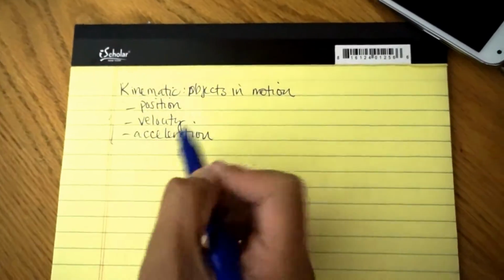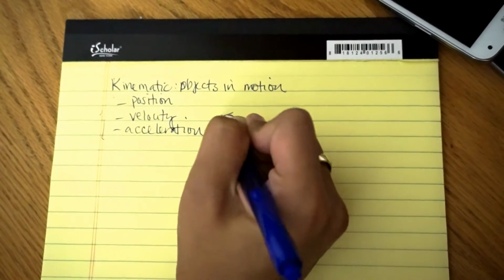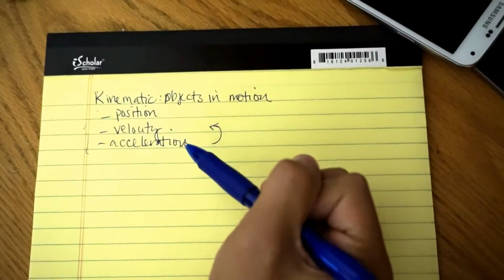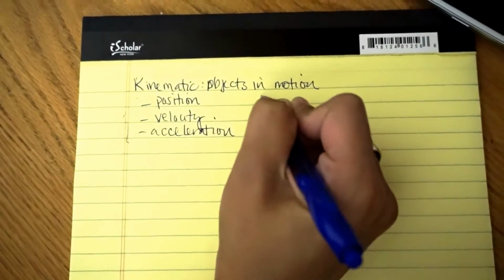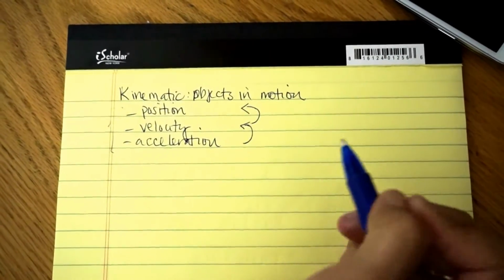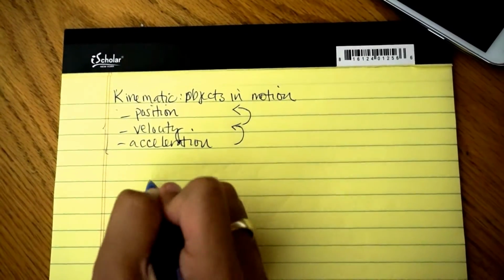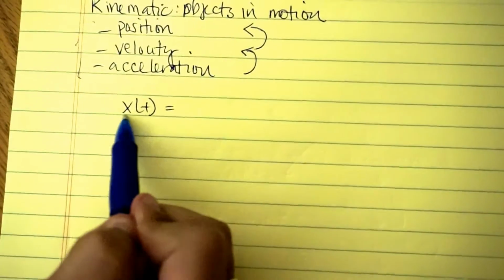So these are all related because acceleration is the derivative of velocity, and derivatives are what you're going to be learning in calculus, so I'll explain that to you right now. And velocity is the derivative of position. So what I mean by this is, I'm going to take this for example, x of t. X is your position in the x direction.